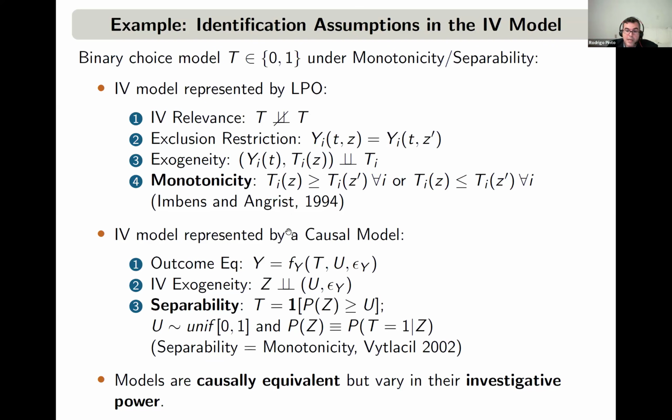Now, this model can be equivalently represented by a structural model in which you define the outcome Y as a function of T and U. U is an unobserved variable, and you have the separability assumption, in which the treatment T is an indicator that the propensity score of the treatment conditional on Z is greater than or equal to U. Again, U is an unobserved variable that is statistically independent of Z. These two models are equivalent in terms of causality, but they vary in terms of what you can do with the model. The key feature here is that the language of potential outcomes is way more intuitive than the model that uses separability, but it does not use the unobserved variable U. And by doing so, the model that uses structural equations gives you more power of investigation.